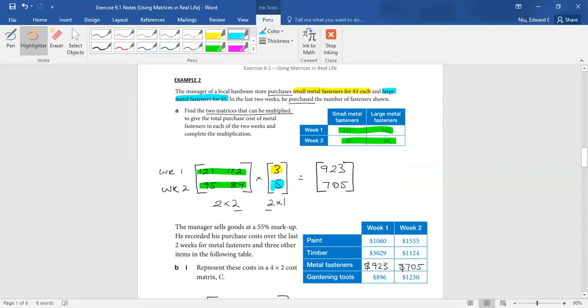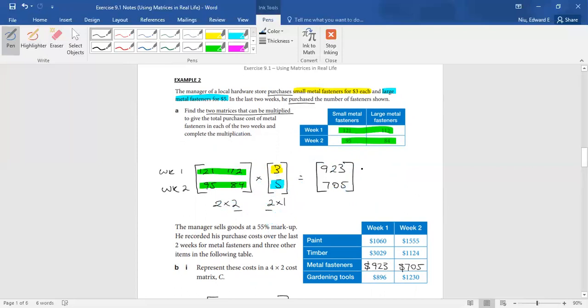And if you were to go the other way, with the 3 and the 5 on the left and the green matrix on the right, you can't multiply those two matrices together, because 2 by 1 and 2 by 2 would have different inner values, a 1 and a 2. So the order really matters when we multiply. Once we've come up with the details, you put this into your CAS and you get your total cost. So this here tells us the total cost.